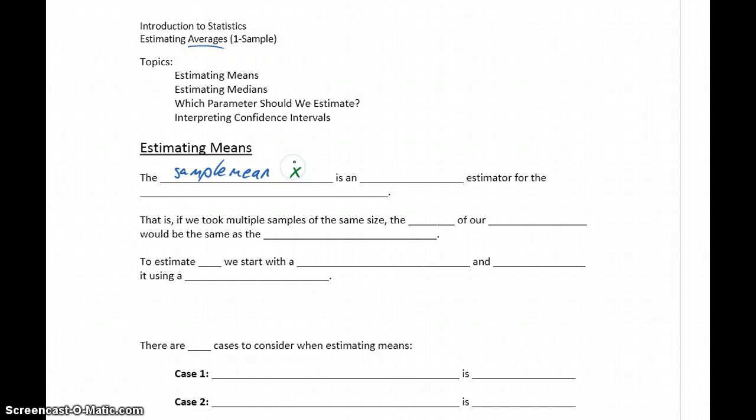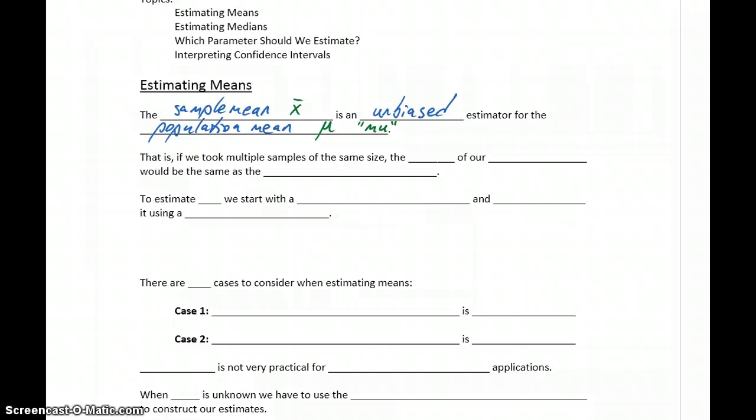So the sample mean, which gets notated as x bar, so x with a bar drawn over the top of it, is considered to be an unbiased estimator for the population mean. And again, we'll indicate the population mean with this Greek letter mu, which is a U with a long tail off one side. So we either have a population mean mu, or a sample mean x bar. So our sample mean is an unbiased estimator for the population mean.